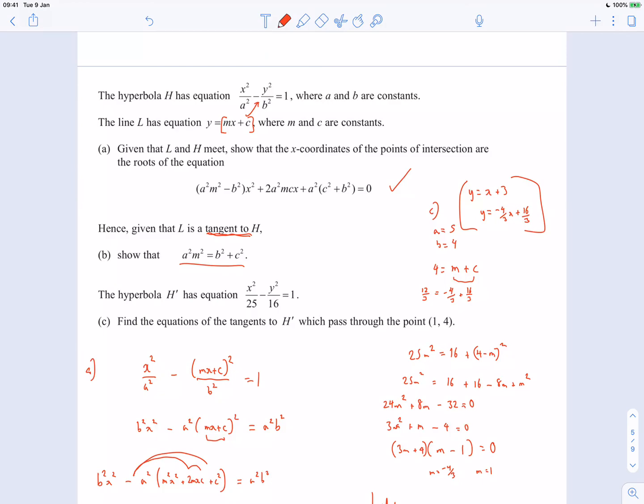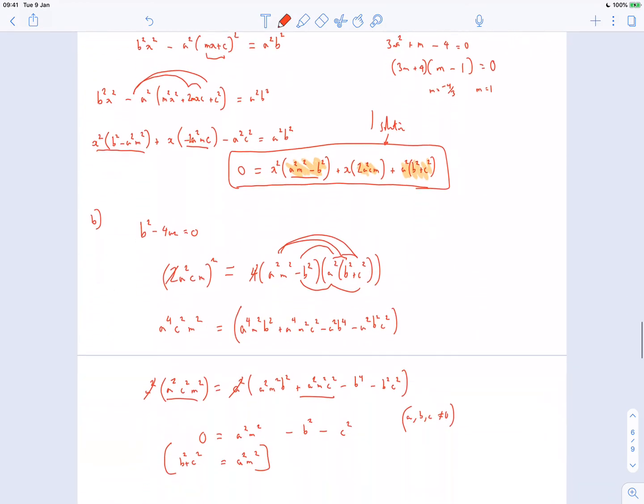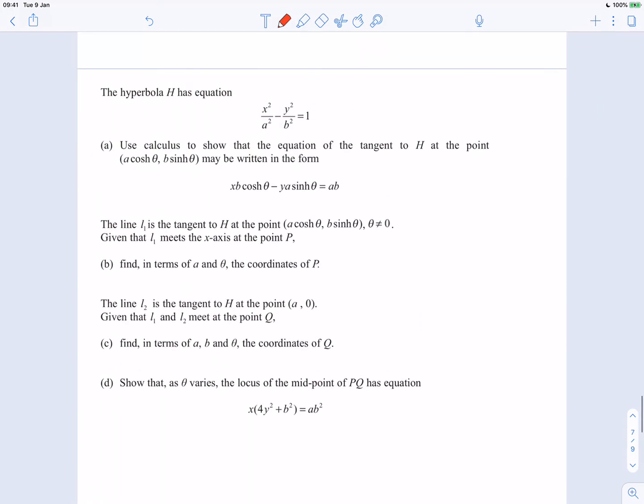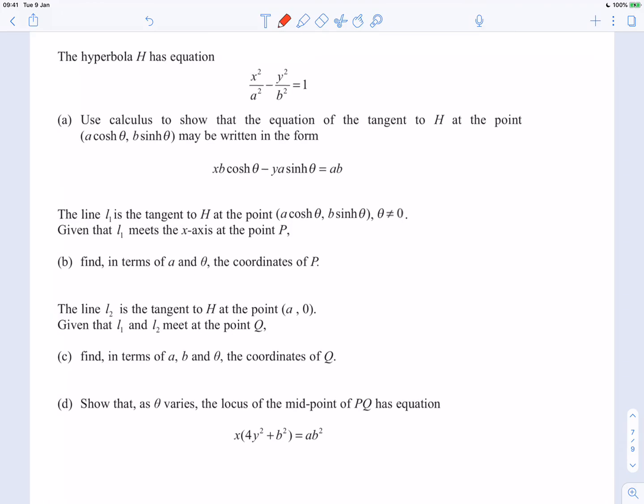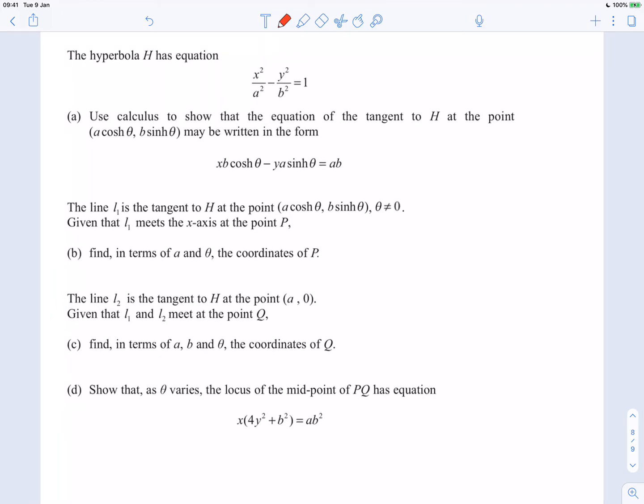Working quite nicely. Yeah, done. Coolsies. And this is the last one. Cool. So hopefully this is going to be a fairly short video today. Okay, so the hyperbola, or pause the video, give it a go yourself. The hyperbola h has equation this. Use calculus to show the equation of the tangent to h at the point (a cos theta, b sine theta) may be written in the form of this.